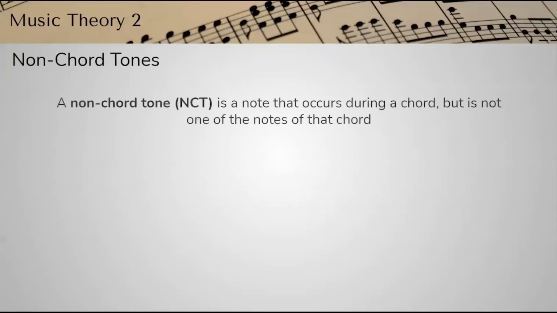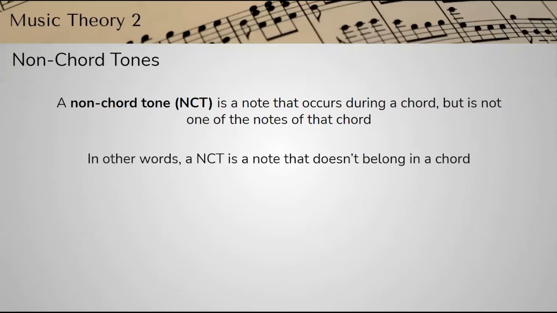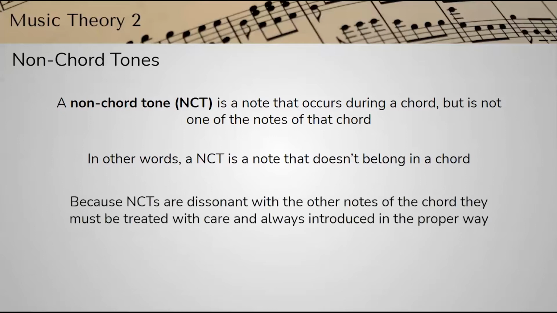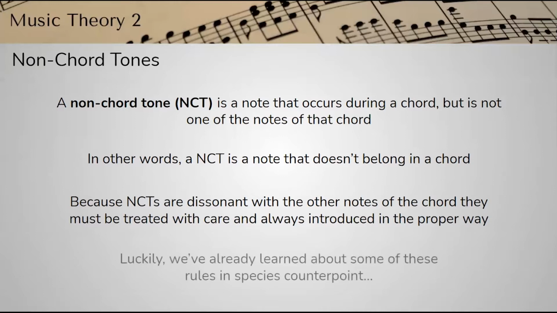So let's talk about non-chord tones first. A non-chord tone is a note that occurs during a chord, but is not one of the notes of that chord. So in other words, a non-chord tone is simply a note that doesn't belong in the chord. And because non-chord tones are dissonant with all the other notes of the chord, they must be treated with care and always introduced in the proper way. And if this sounds familiar, it is, because this is something that we did when we learned about species counterpoint.